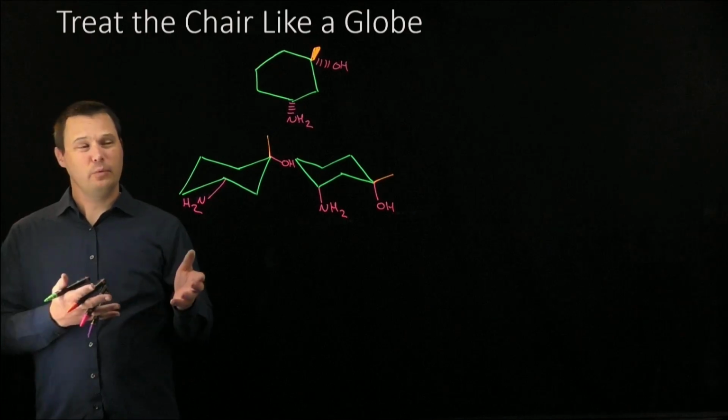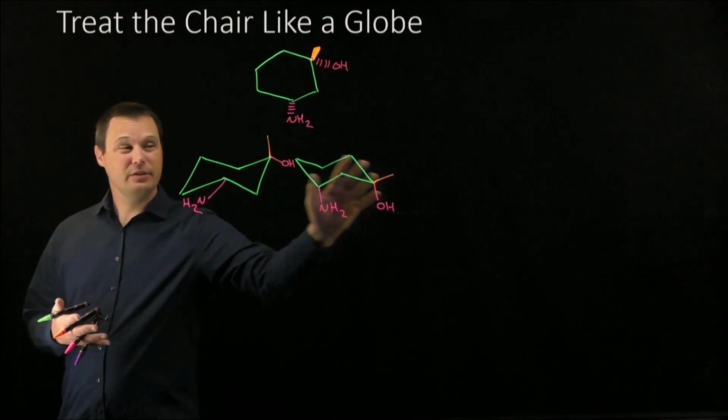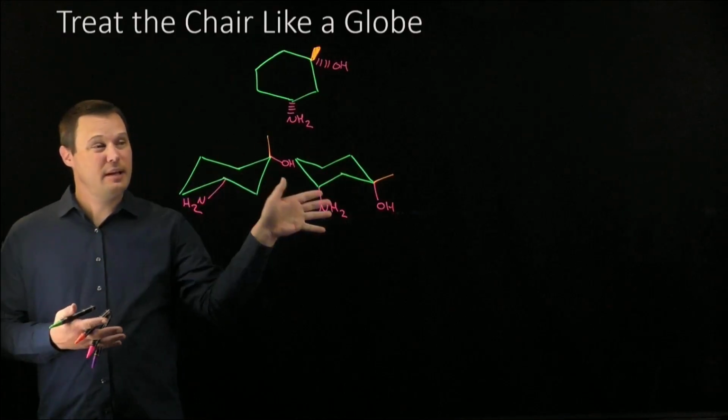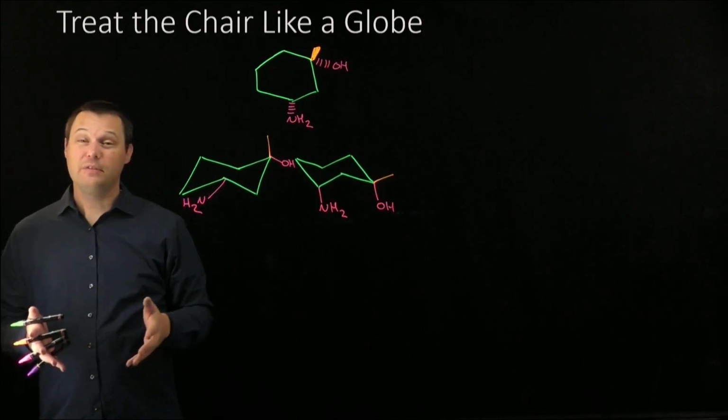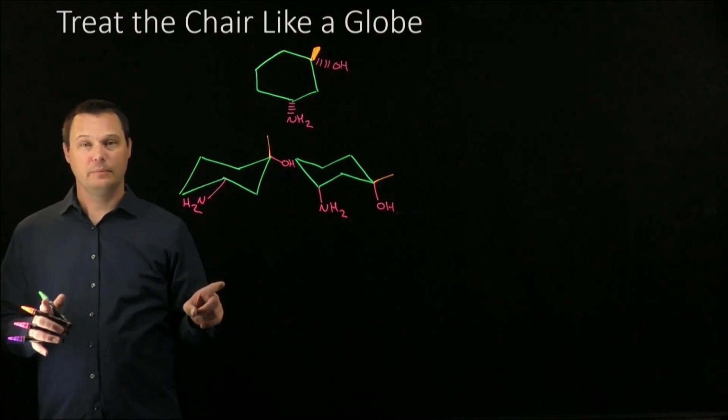If I had to guess, the reason that chair flips feel impossible is that you're probably considering the chair structure as a flat drawing instead of a three-dimensional representation. In this video, we're going to replace all those confusing chair rules with one simple visual, a globe.